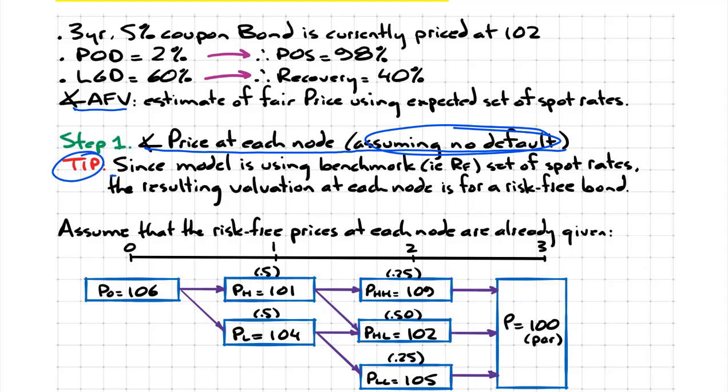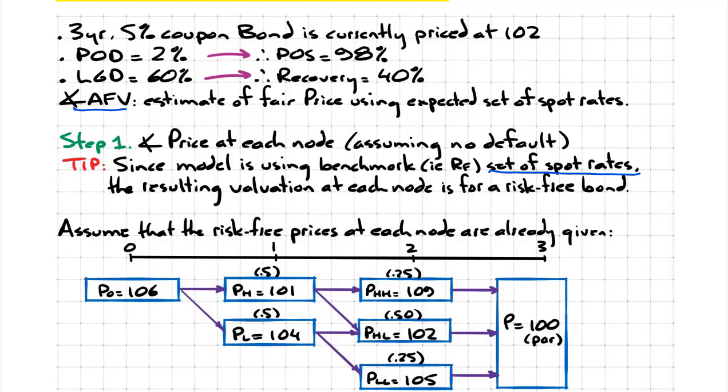So tip, since the model is using benchmark, in other words, a risk-free set of spot rates, the resulting valuation at each node would be for a risk-free bond. And this goes in line with what I said. So at this point, we're not even talking about any credit risk. Just pretend we're valuing a treasury bond.